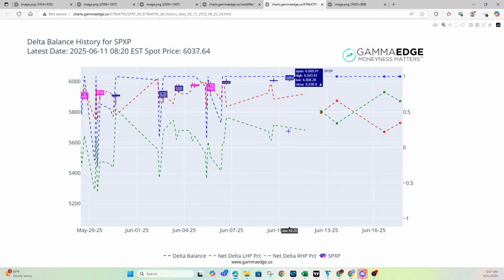And then you want to see this right-hand plane, which is out of the money call speculation, be maintained above zero. And obviously the delta balance pegged at 1 just continues to strengthen and indicate that the call speculators or bulls are in control of the overall structure.